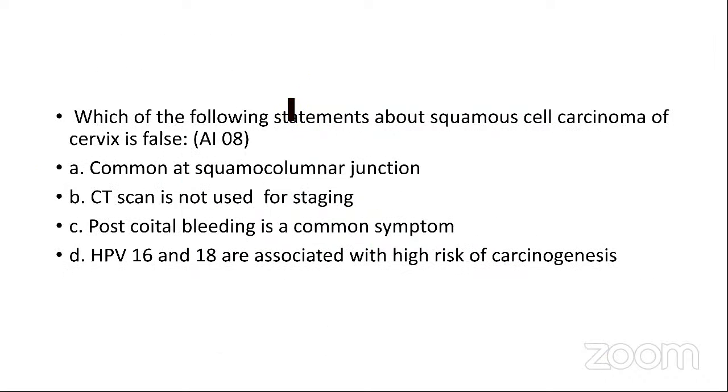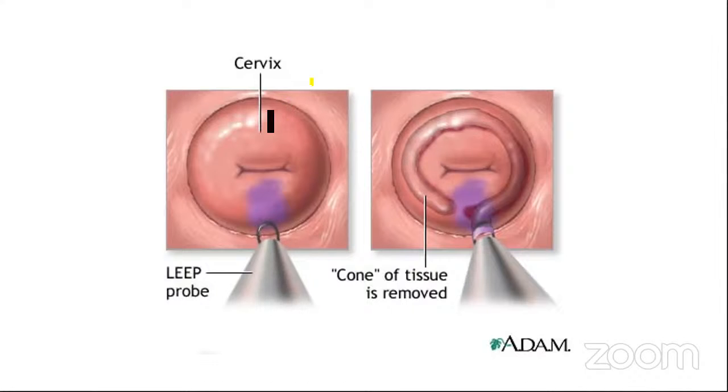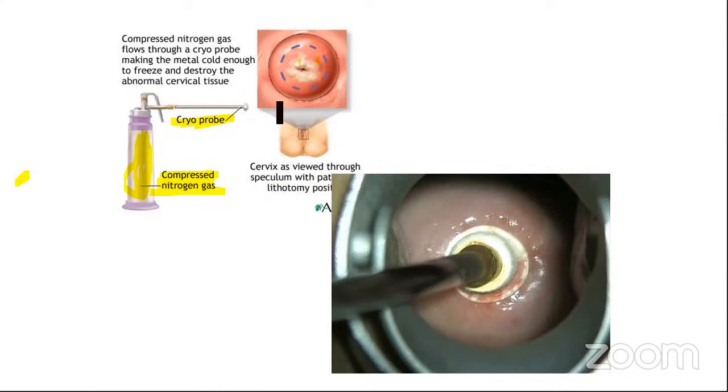Laser ablation also you can use. In laser ablation you use laser to burn the cervical epithelial cells. So there you are using heat for burning the cervical epithelial cells. Here you are using cold, extreme of temperature, cold to burn the cervical epithelial cells.